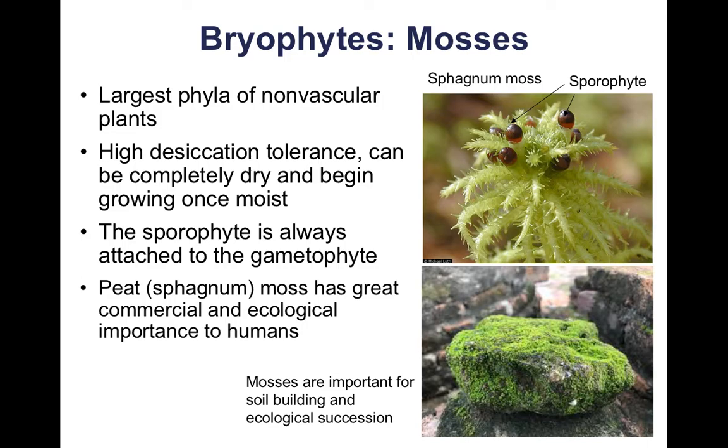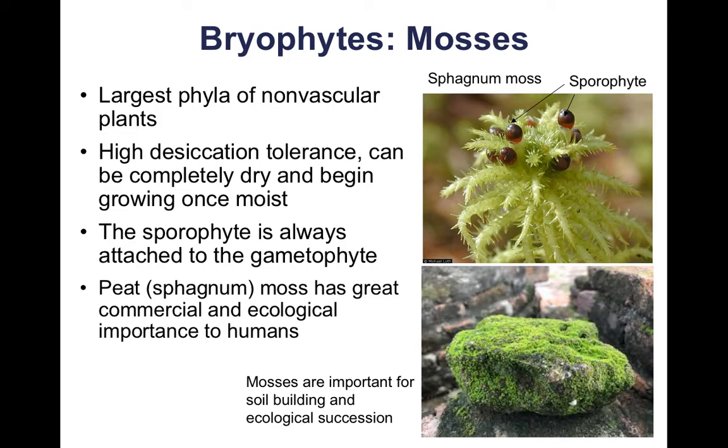Okay, so then we have the mosses, which you're probably the most familiar with. So this is the largest phyla of the non-vascular plants. Bryophytes are cool because they have a very high desiccation tolerance. So they can almost completely dry out. They stop growing, they look brown, they look dead. And then once they are exposed to more water and moisten up a bit, they can resume growth.